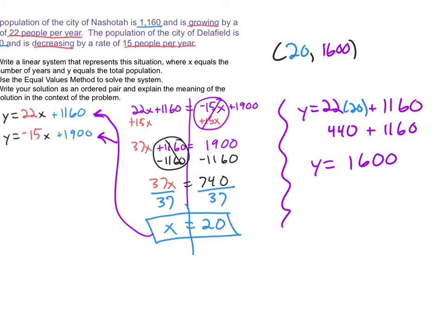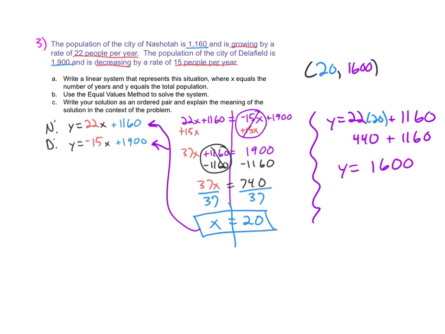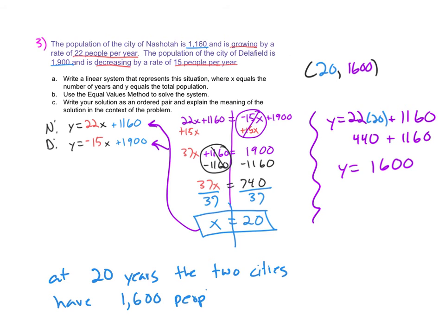What does that number mean in context? What is the meaning of the solution in context? What does 160 mean? Well, what that means is this. At 20 years, the two cities have 1,600 people for population. And that's it.